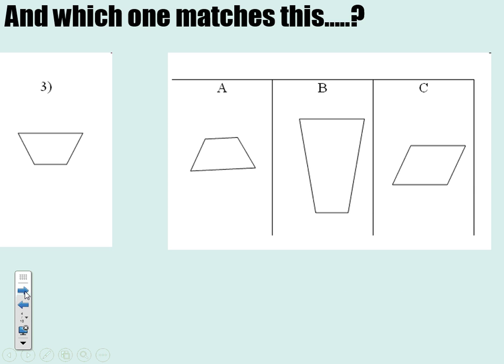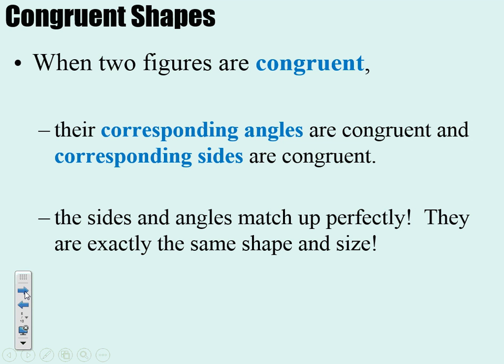What about 3 here? Looks like we have a trapezoid. Which one matches it? That would be A. Again, it's just turned around a little bit. It's a trapezoid. It's the exact same size, exact same shape. That's what it means to be congruent. Write this part down in your notes.